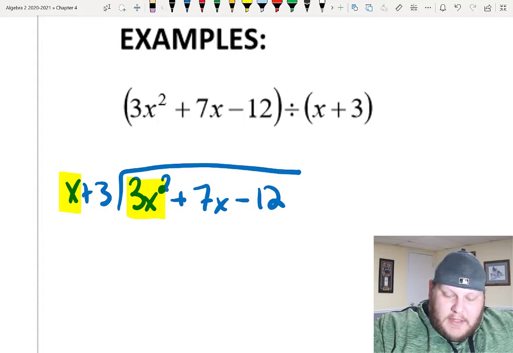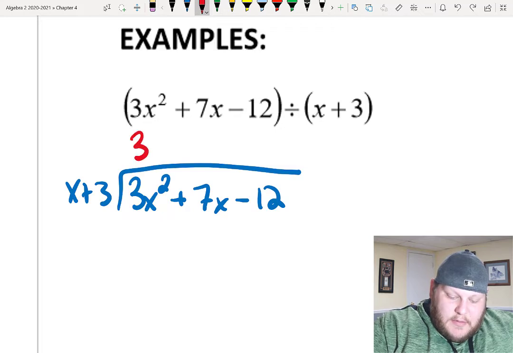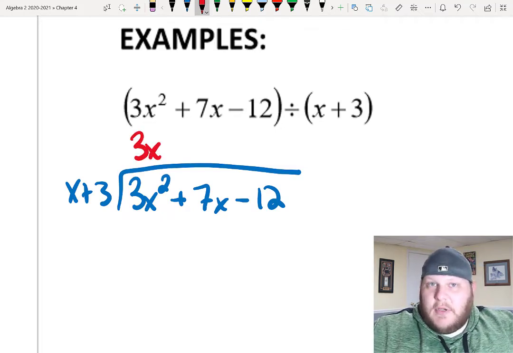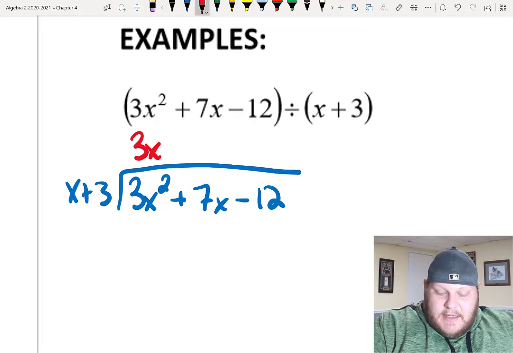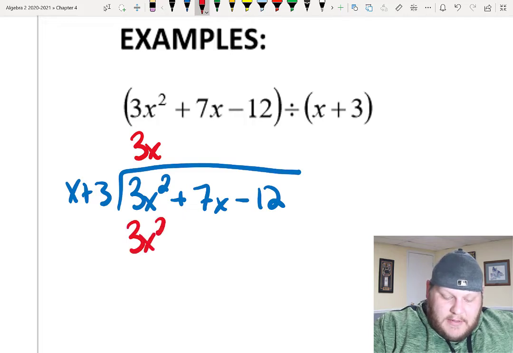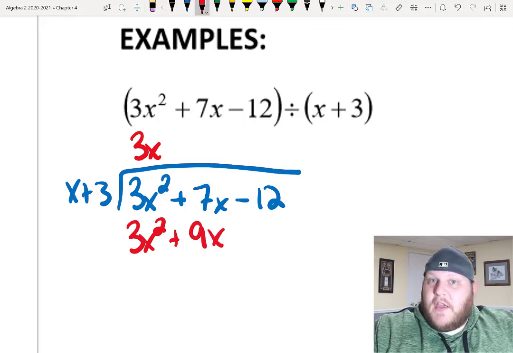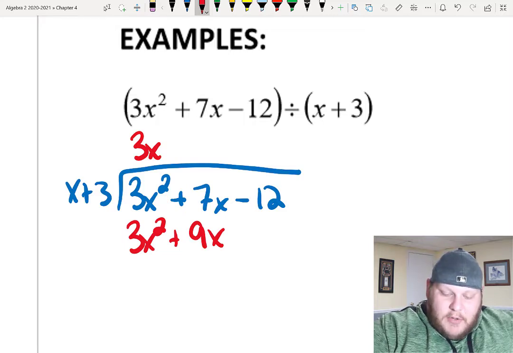In doing that, I would have to multiply x by 3x in order to get it to match perfectly. Right? 3x times x would give me 3x squared. So once I know what that is, I take this 3x and distribute it into x plus 3. So 3x times x gives me 3x squared. 3x times 3 gives me a positive 9x. So I figure out what that thing is up top by knowing what I have to multiply by in order to match.